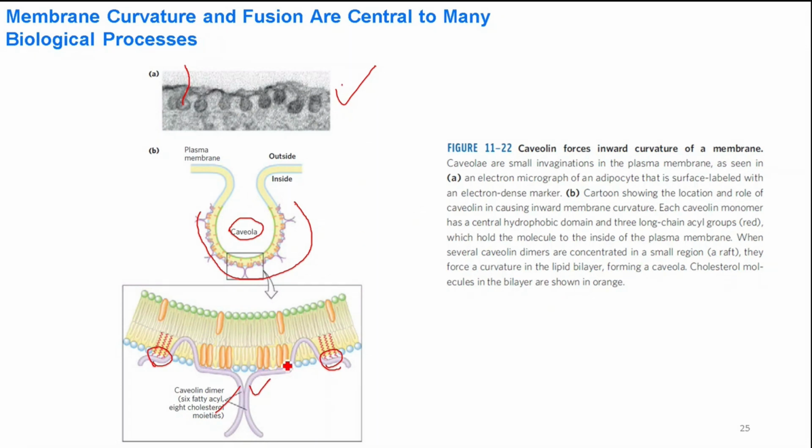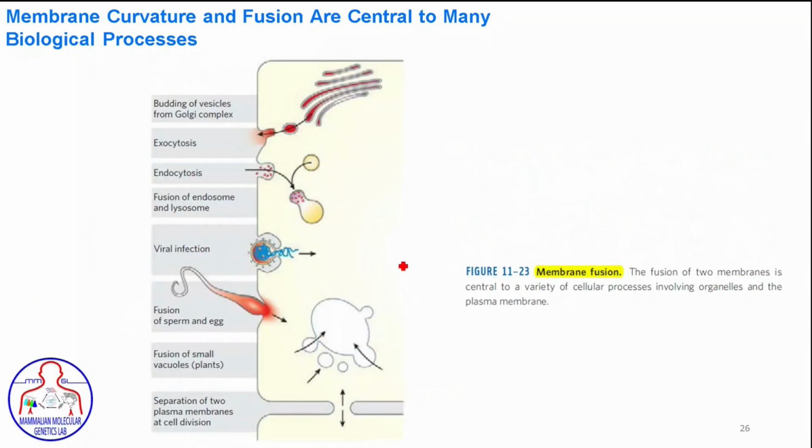And who is performing this function? Caveolin proteins at a specific site of the membrane are performing this invagination for the cell. And you can see it has many applications: exocytosis is occurring through this process, endocytosis is occurring through this process, fusion is occurring through this process, viral infection is also occurring by invagination, and sperm is entering into the egg through this process. So the caveolin protein has different functions through invagination.